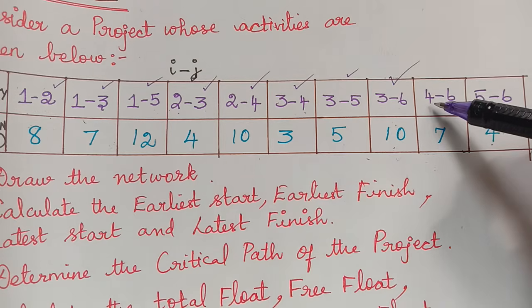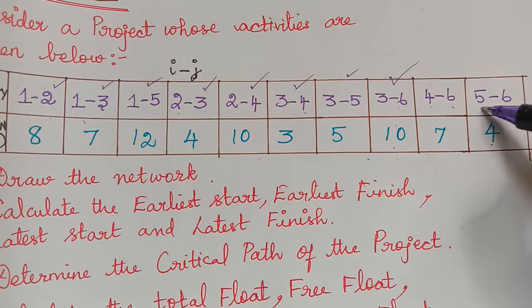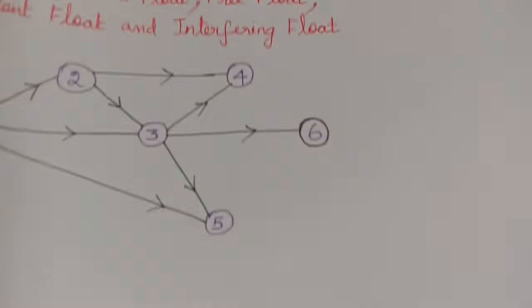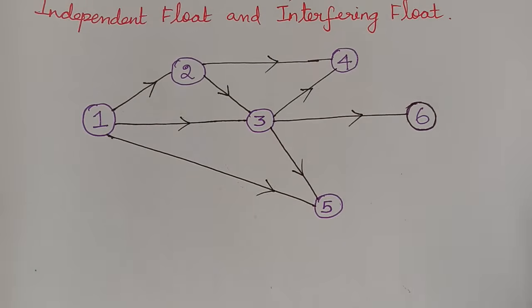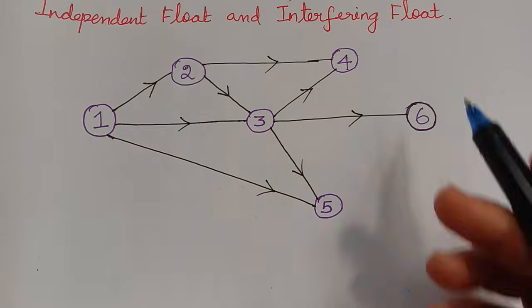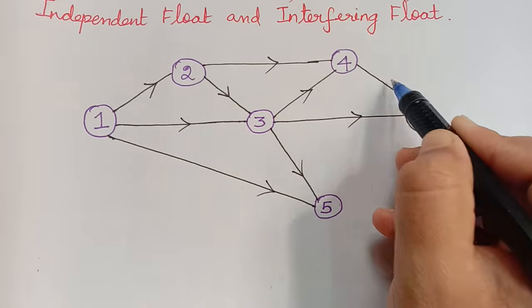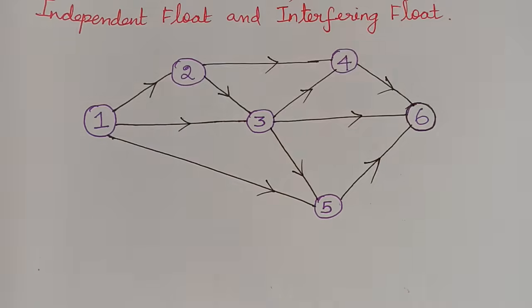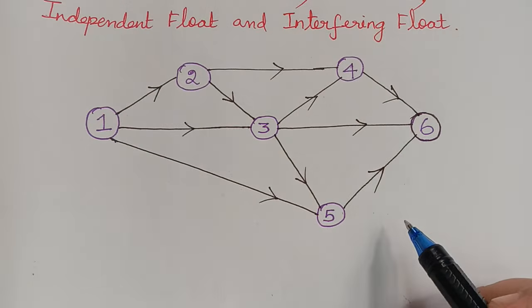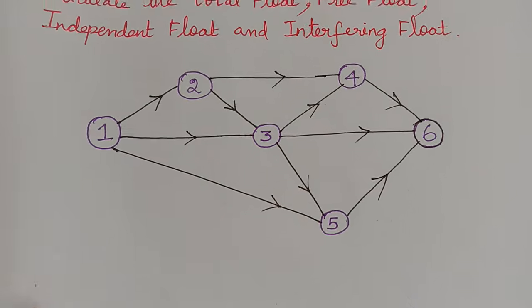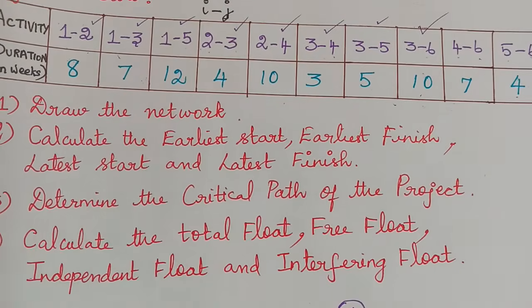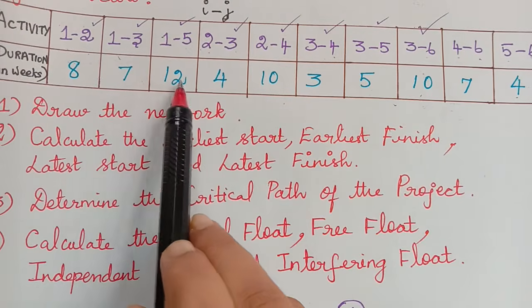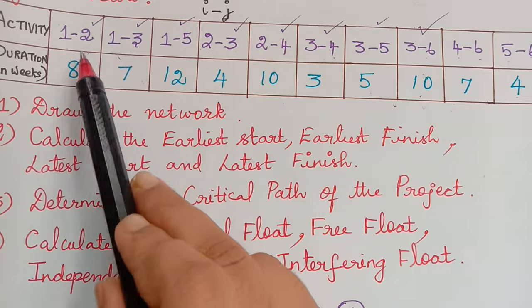Then we have an activity between 4 and 6 and between 5 and 6. So let us draw that now. There is an activity from 4 to 6 and also from 5 to 6. So this is how we have to draw the network diagram. After drawing the network diagram, we shall indicate these durations over the activities.